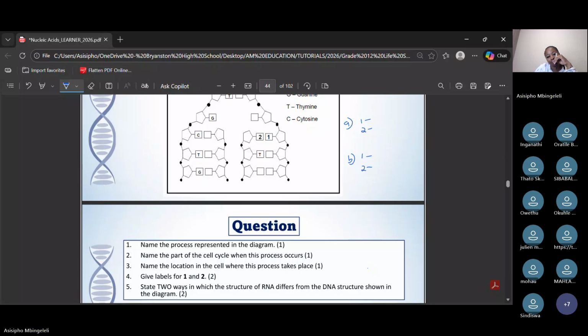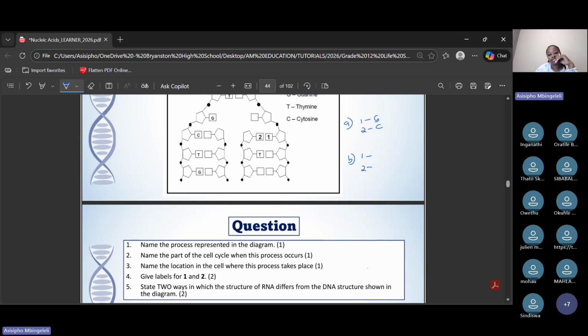Mohau? Can you hear me? Yes. For number 2, I wrote cytosine, and for 1 I wrote guanine. Okay, thank you, Mohau. Anyone else with a different answer for the bases for 1 and 2? Anyone else? You can just unmute and tell me, and I'll take that as an option. Inga? I have the same answer. Same answers. Okay, thank you.